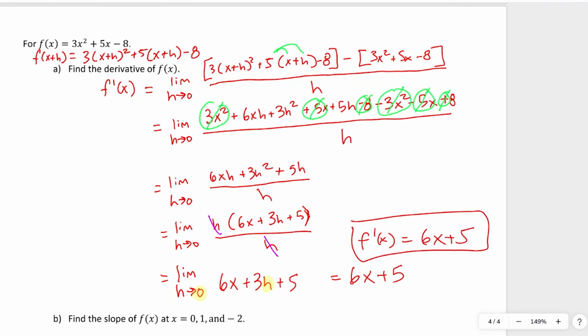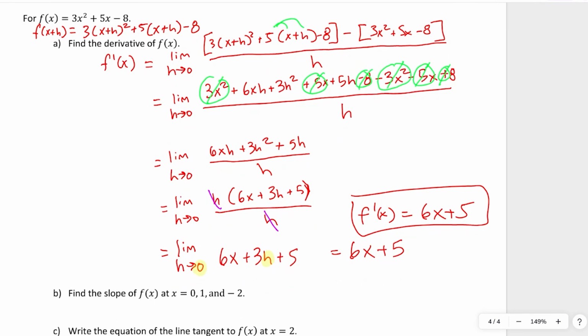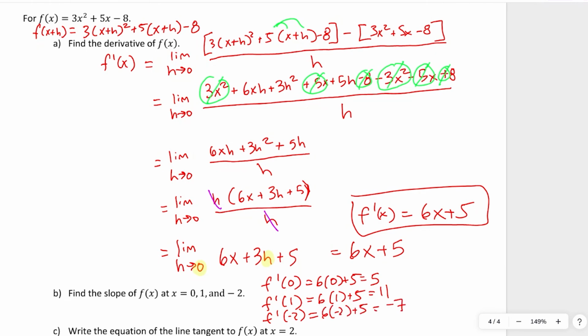That equation is going to describe the slope of f of x for any x. So part B says find the slope at these different x values. So here we're just going to plug in the numbers into the derivative equation. So f prime of 0 would be 6 times 0 plus 5, which is just 5. F prime of 1, which is the slope when x is 1, is 6 times 1 plus 5, which would be 11. And then f prime of negative 2 would be the slope when x is negative 2, which would be 6 times negative 2 plus 5. That'd be negative 12, and 5 is going to be negative 7.